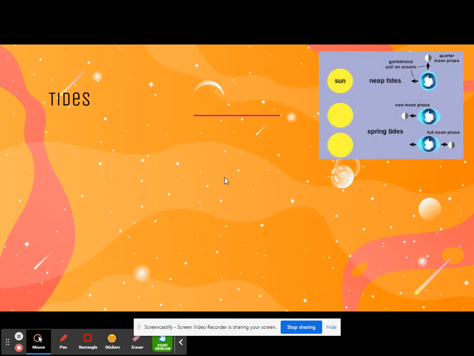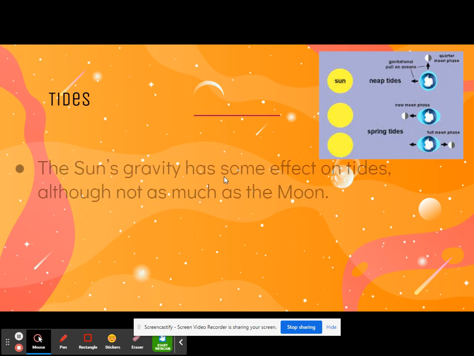There are 2 other kinds of tides we have to talk about because the sun's gravity gets involved sometimes too. It doesn't have as much effect as the moon. Now, some of you are going, wait a minute, Mrs. Skipper, the sun's way bigger than the moon. The sun's gravity should affect it more than the moon's gravity does. Well, but the sun is way far away too, and the moon is like right there. Right? That's why the moon affects it more, because the moon is closer.